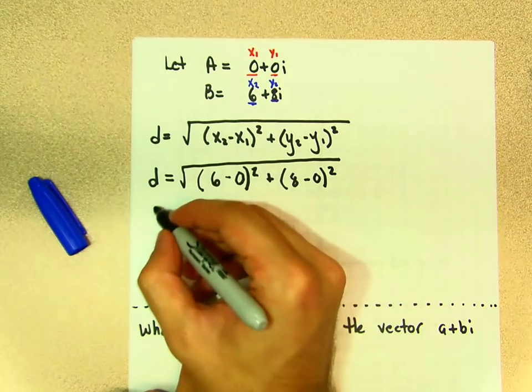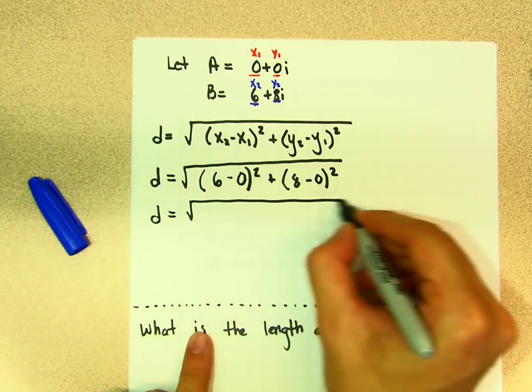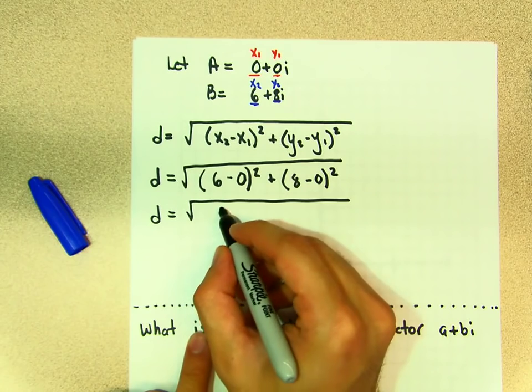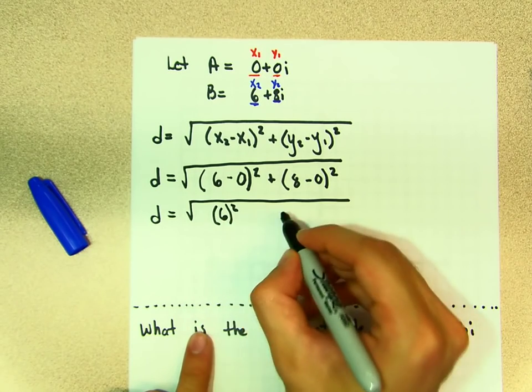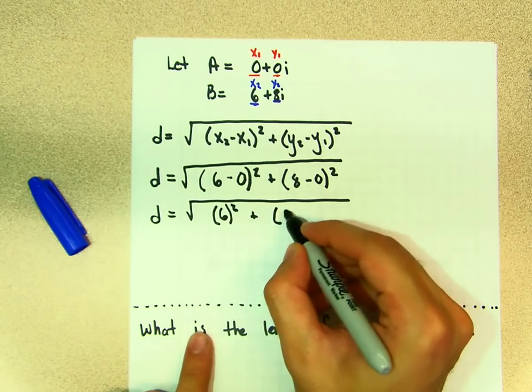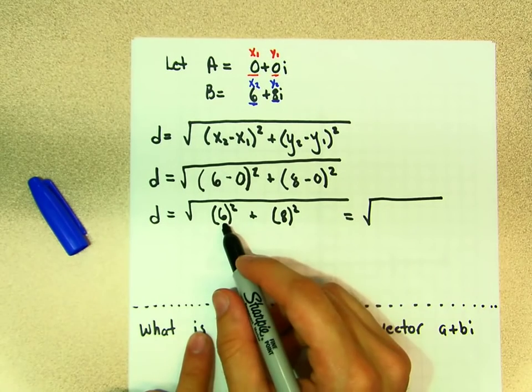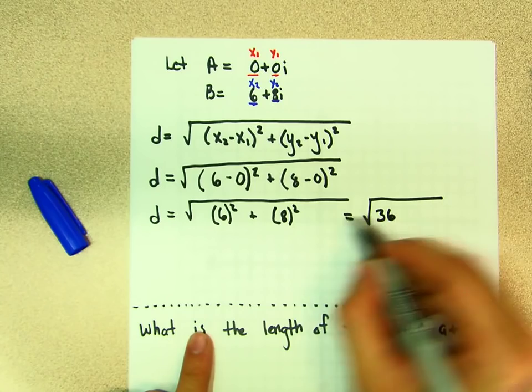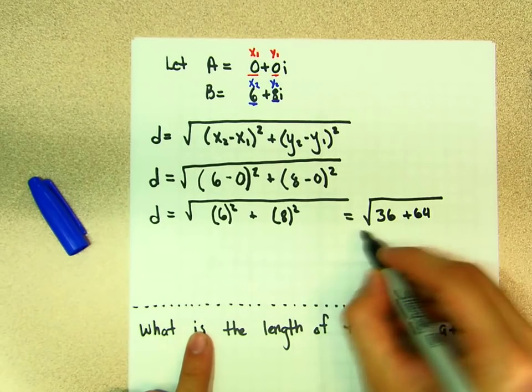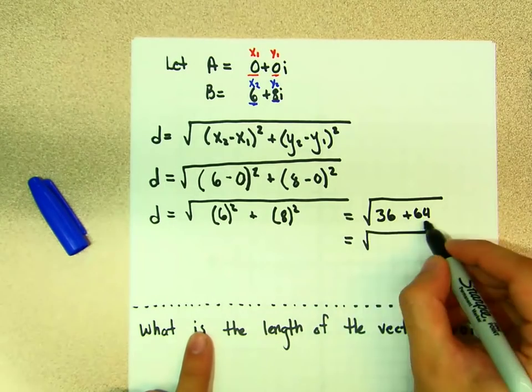Okay? So then D is equal to the square root of 6 minus 0 is 6, so that's squared, plus 8 minus 0 is 8 squared. But then that's equal to, try and pause the video, what is 6 squared? 8 squared? You add these up. What is 36 plus 64?